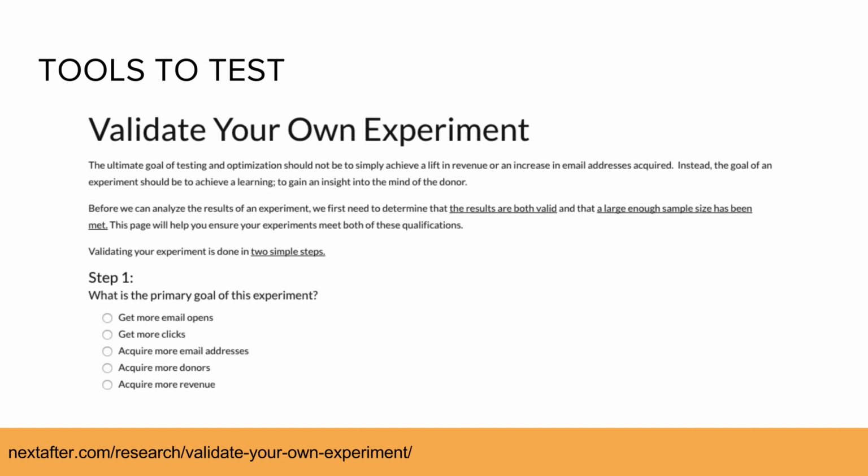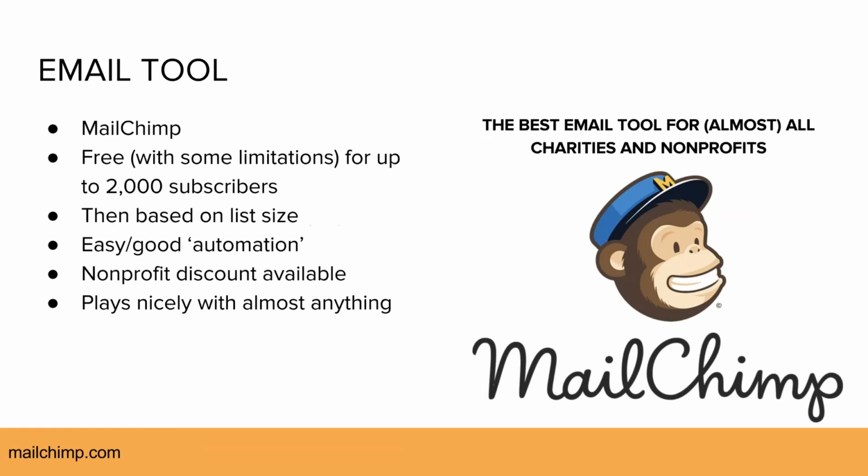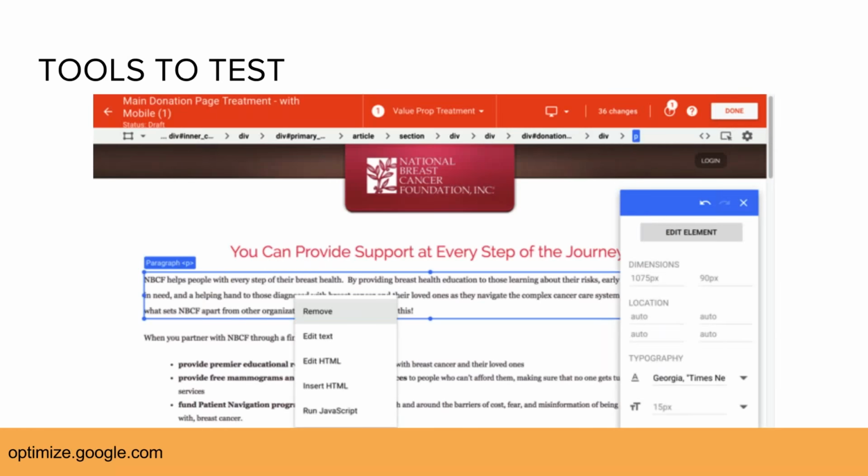So again, you'll get the slides, so I won't spend too much time, but this is a tool to validate your own test. MailChimp is our preferred tool. It does have nonprofit rates. It integrates with a lot of tools. A/B testing is very easy. Google Optimize is a free tool which measures your Google Analytics. You don't need to know code, so you can do changes to your donation or landing pages. So you can change a headline and measure the results very, very easily, very simply. It's a great, great, great free tool to test.